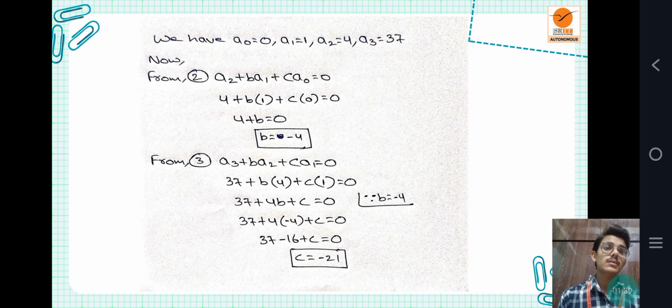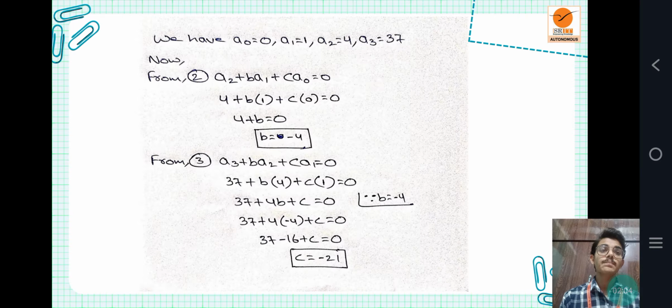Then we have the values a0 = 0, a1 = 1, a2 = 4, a3 = 37. Now from equation 2, a2 + b·a1 + c·a0 = 0. Substitute the above values in equation 2. Then we get the b value, b = -4.